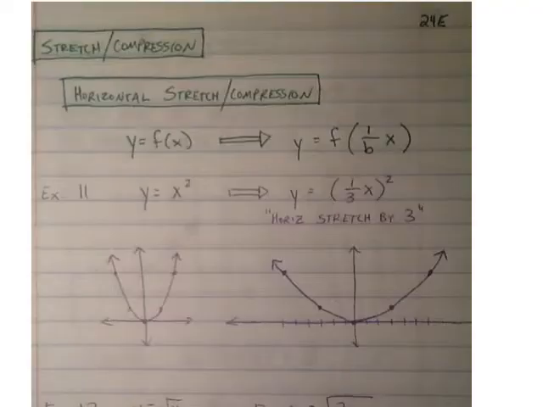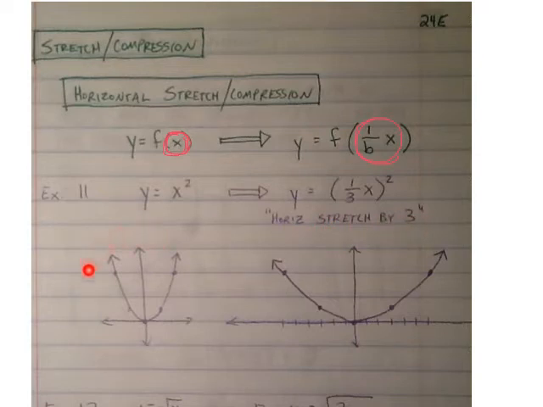Alright, the final transformation is a horizontal stretch or compression. And this time, instead of putting a number in front of the whole function, we'll put a number in front of x. What we put in front of x is 1 over b, and that tells us what's going on. So if our function was y equals x squared, we're replacing x with 1/3 x. And so our b value is 3, right? 1 over 3, 1 over b. So we are horizontally stretching it by a factor of 3.